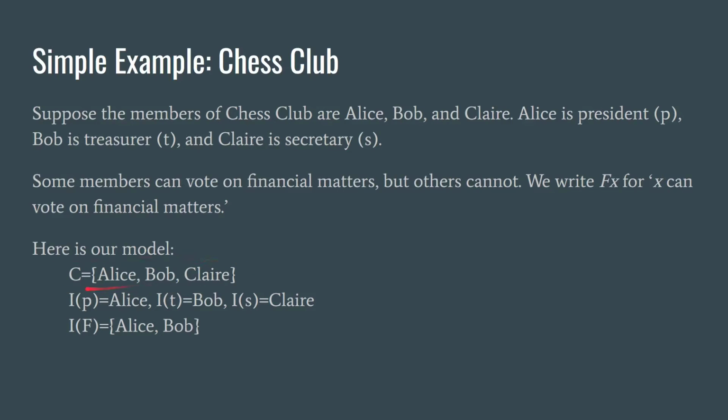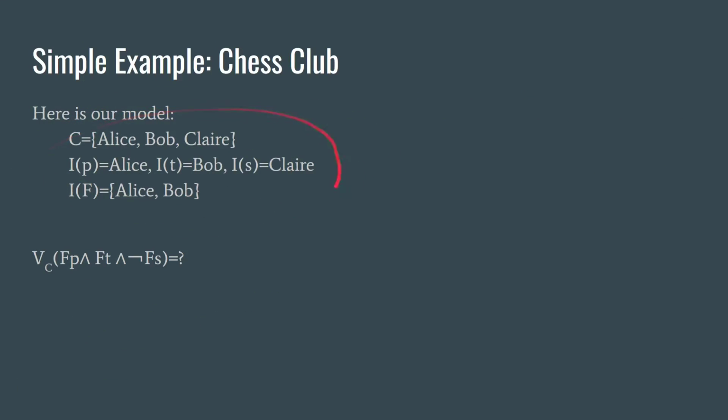We have a domain. We're calling that C for chess club. And then we interpret each of the constants. Then we interpret our predicate, F. Now that we have a model, we can start evaluating the truth or falsity of sentences relative to that model. So here we again have that V function. We want to know if this sentence is evaluated as true or false on the model.